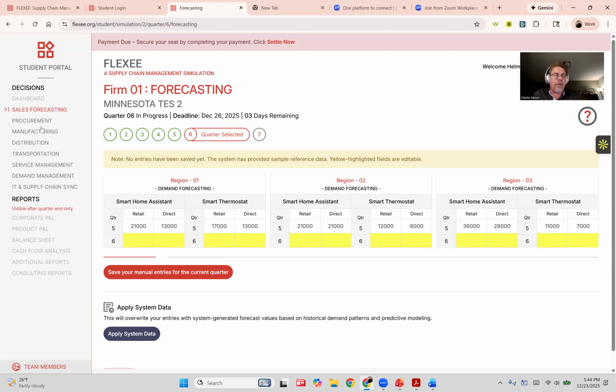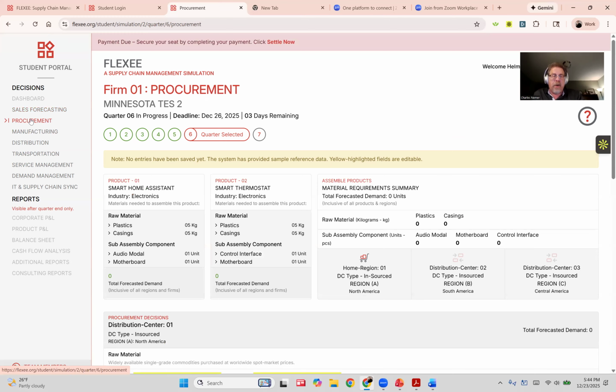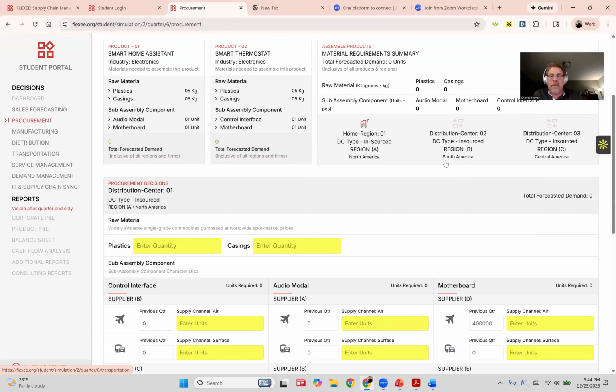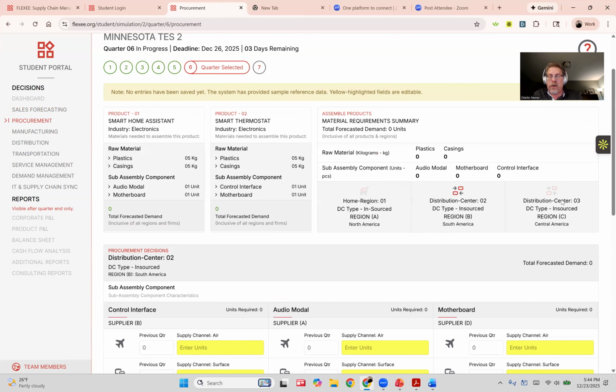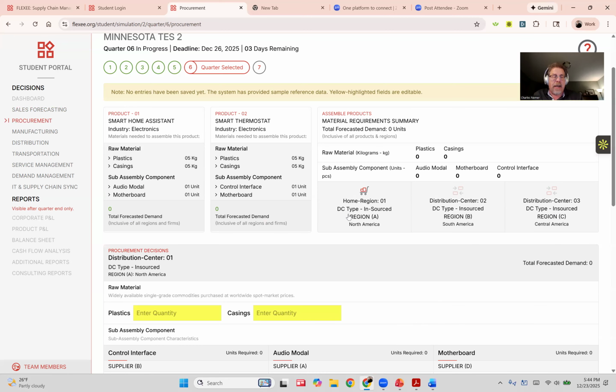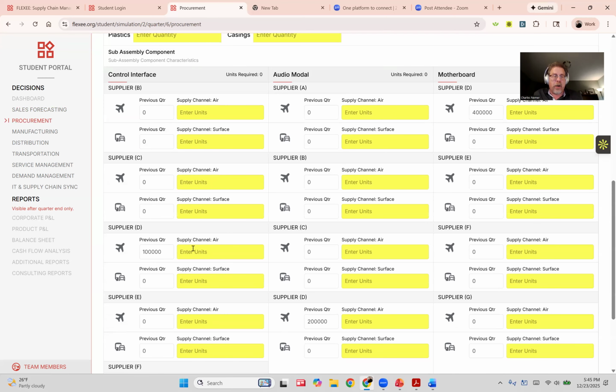Okay. And as you go through all the different decisions, so this is sales forecasting. If you go to procurement, you will see the same thing. You've got distribution center one. If I click on distribution center two here, I'll see distribution center two, distribution center three. I've chosen in my example to work with a set of data where I've already set up distribution centers. But this is where you'll move between the distribution centers. And again, in yellow is where you'll put in current data. We'll show you your previous data as well.